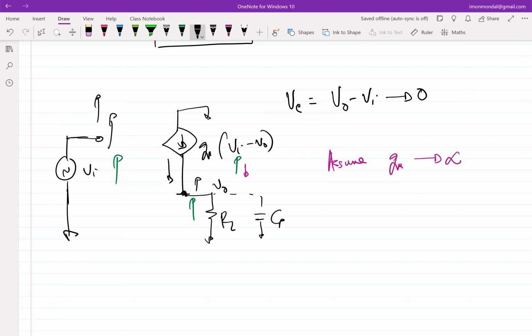Why? Because GM Vi by 1 plus GM RL. Okay, you are going back to the calculation. I don't want to go back to the calculation. Can you, without looking into the formulae, can you tell me why V0 will be equal to Vi? Why should it make sense?